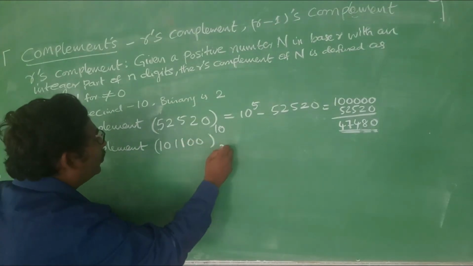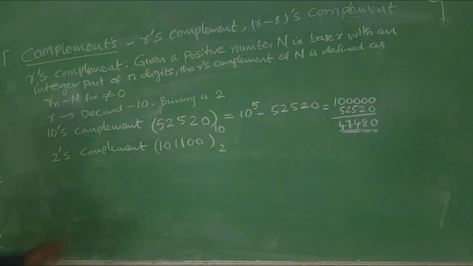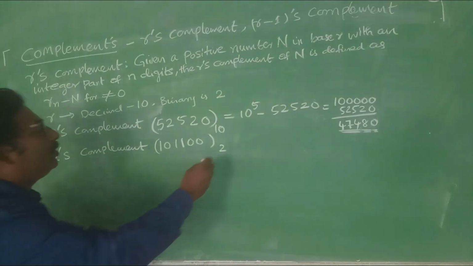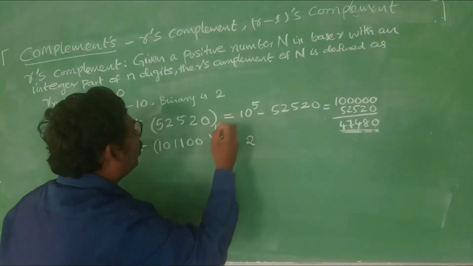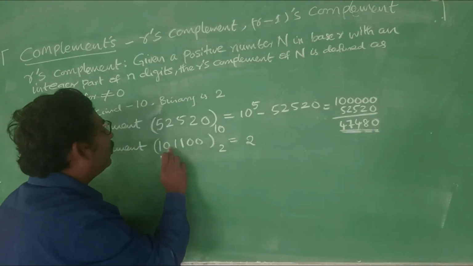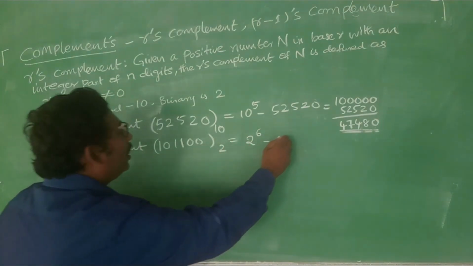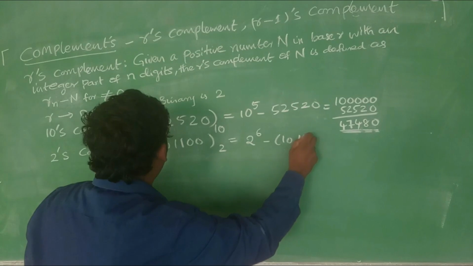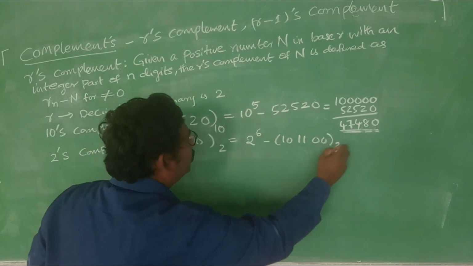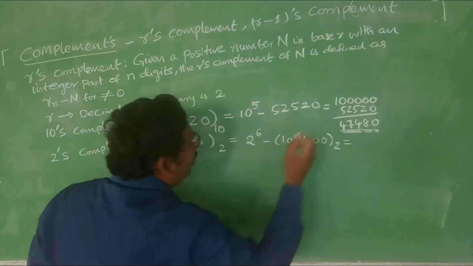We will take another number for the 2's complement, 101100 base 2. Now we are going to do the 2's complement. So 2 to the power of 6, since there are 6 digits, minus 101100 base 2.